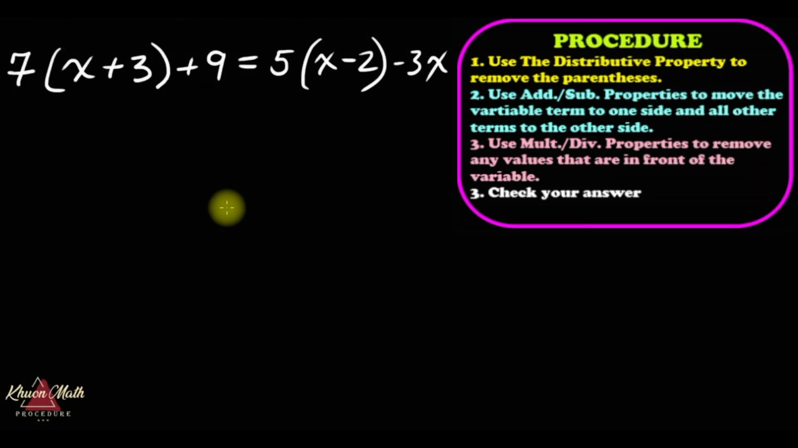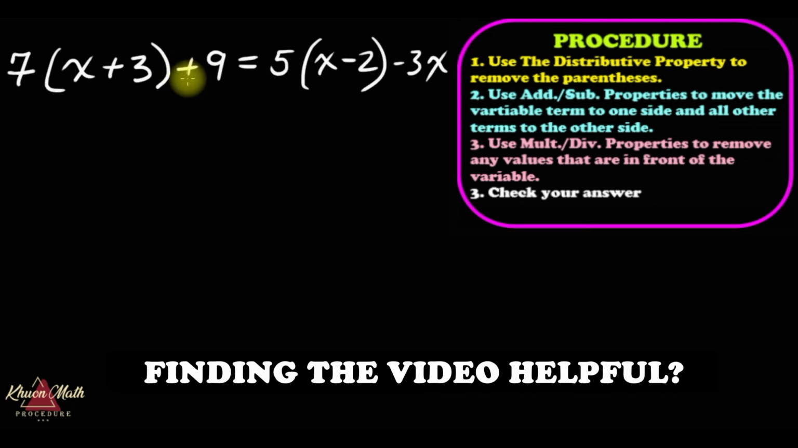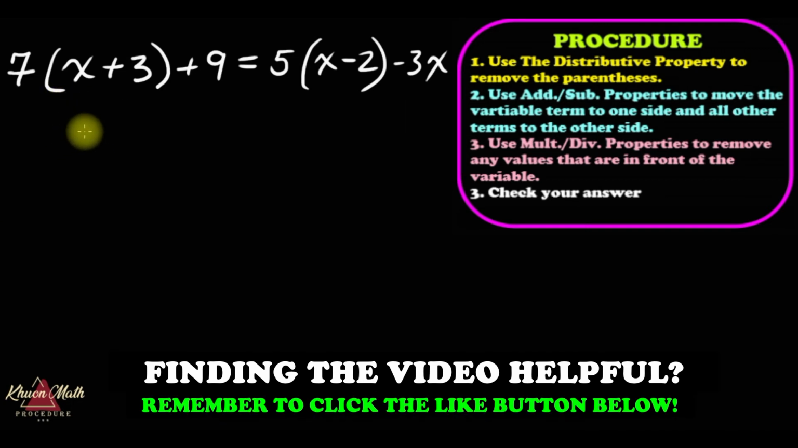All right, let's take a look at this. So first thing we have to do is use the distributive property to get rid of the parenthesis. So here we're going to do step 1, which is to use the distributive property to remove the parenthesis. So here we're going to distribute the 7. So 7 times x, and then 7 times 3. So we have 7x plus 21.